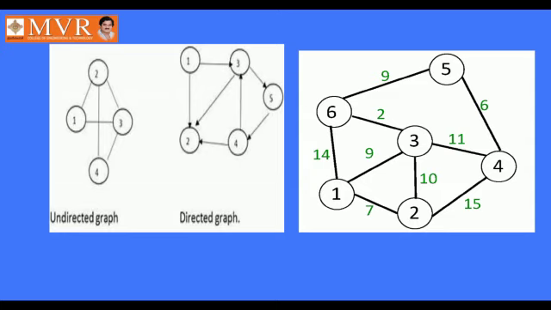The first figure shows an undirected graph. The meaning of undirected graph is that here there is an edge from 1 to 2, but on the edge there is no direction mentioned. So it is known as an undirected graph. If there are no arrow marks on the edges, then it is called an undirected graph.